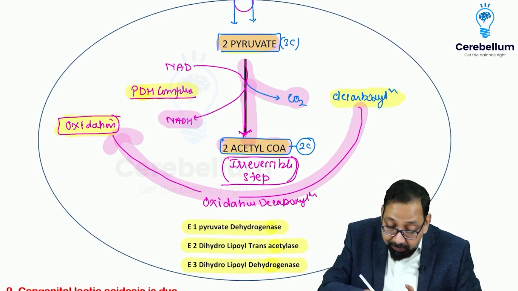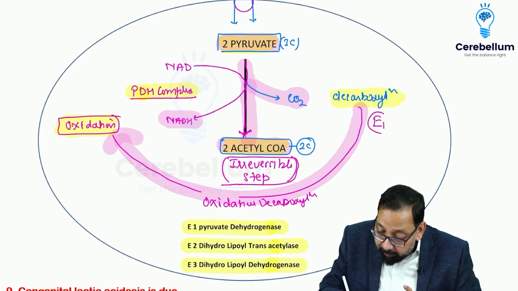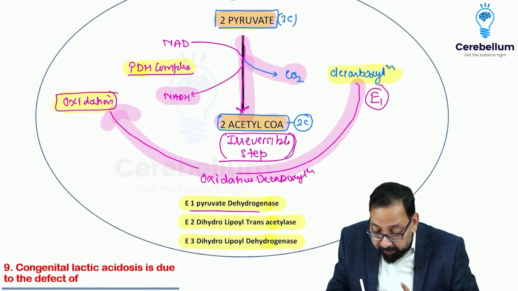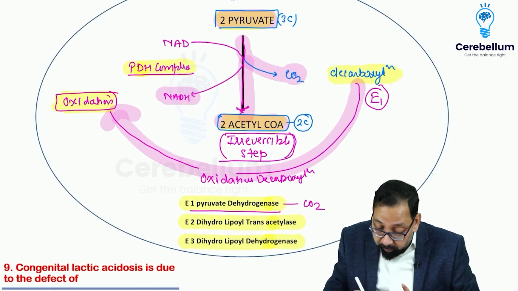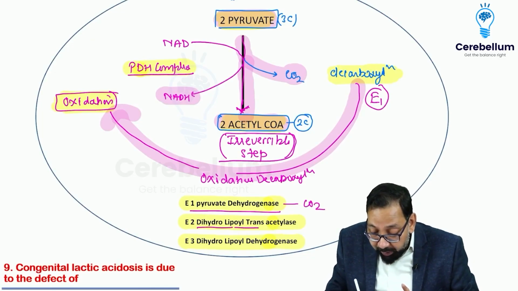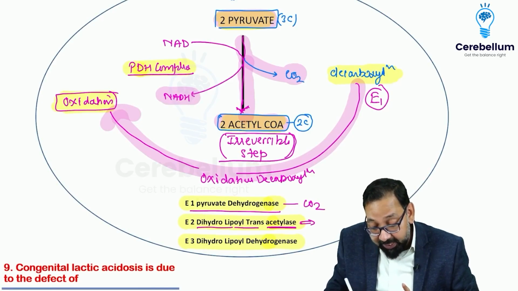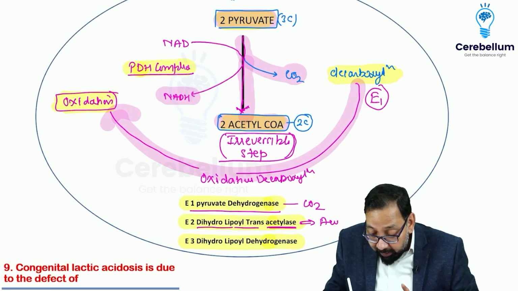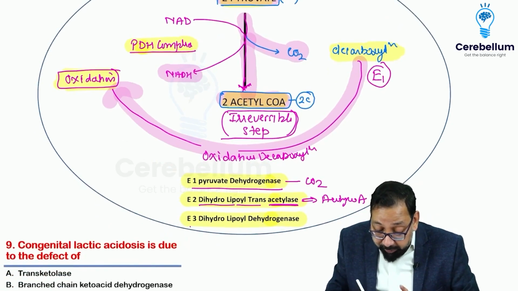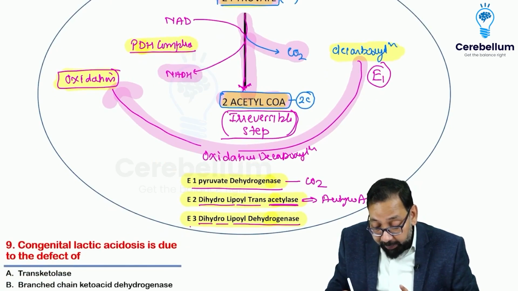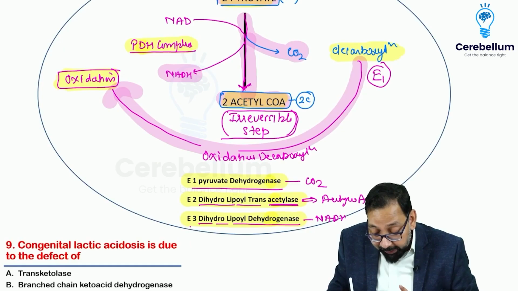So first E1, although the name is pyruvate dehydrogenase, it removes CO2. E2, the name is dihydrolipoyl transacetylase, acetyl. So it removes acetyl coenzyme A. Then E3, dihydrolipoyl dehydrogenase, it removes NADH.